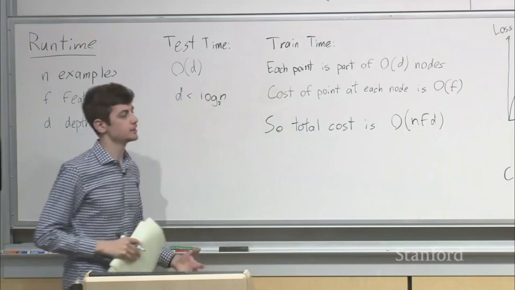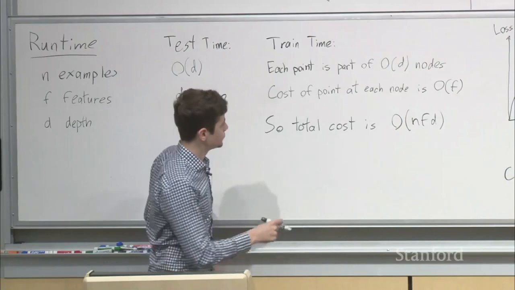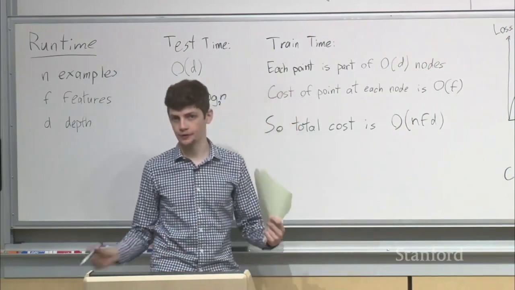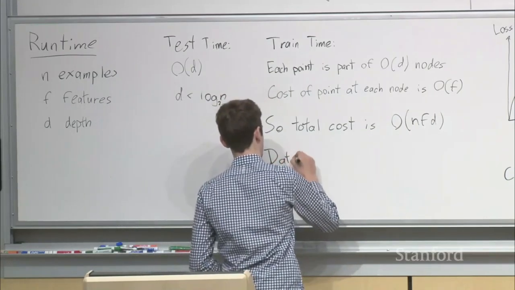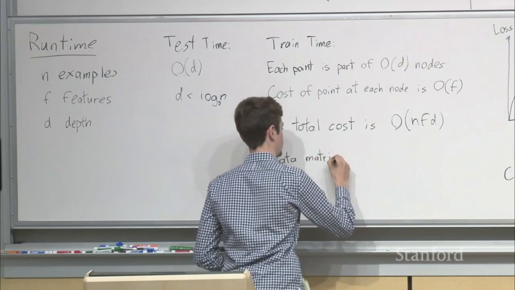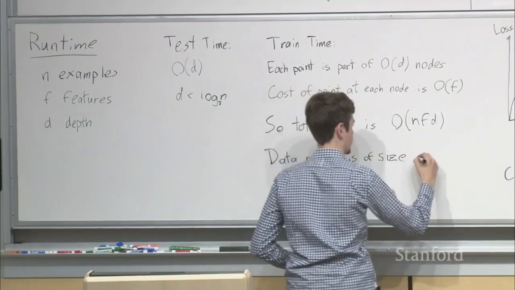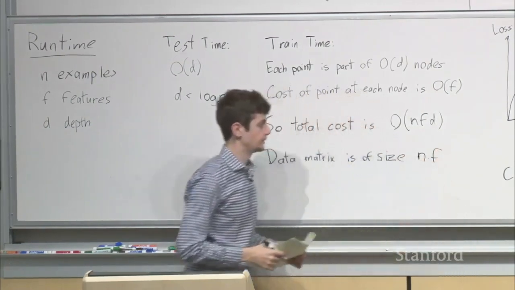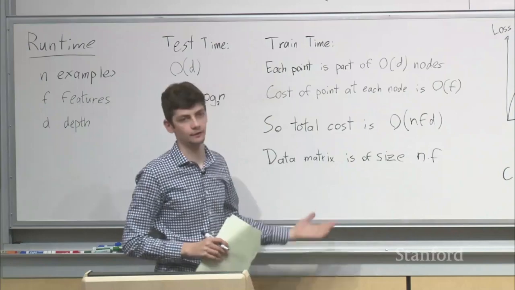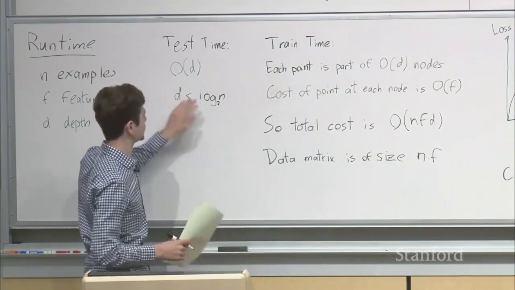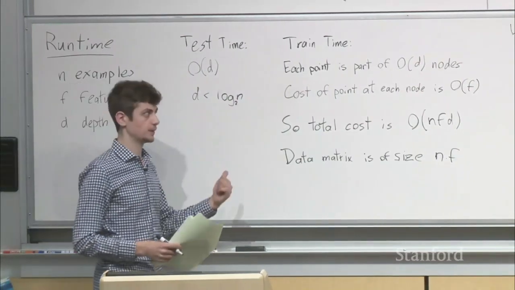And it turns out that this is surprisingly fast, especially if you consider that n times f is just the size of your original data matrix, right? Your data matrix is of size n times f. And then your runtime is going through the data matrix at most depth times. And since depth is generally bounded by log of n, you have a generally fairly fast train time as well. Any questions about runtime?